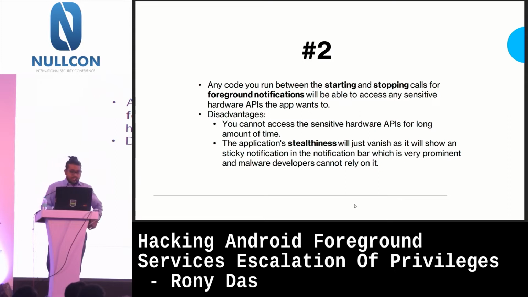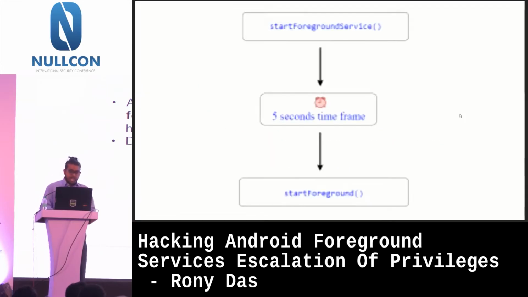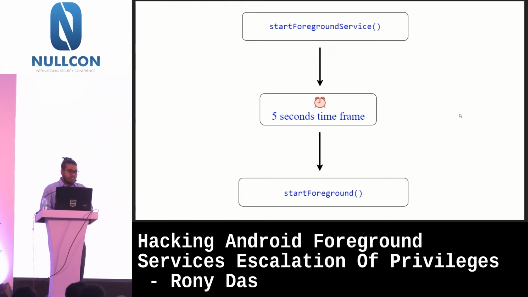So there are some disadvantages. Let's talk about the disadvantages first. You cannot access sensitive data APIs for a long amount of time. For example, say you are creating spyware and you are trying to record audio of your surroundings. You cannot, because as we have already discussed, there's only a 5 second time frame for all your privileged stuff. But you do not want your spyware to record for only 5 seconds. You cannot record for 5 seconds and just listen to it, because 5 seconds will not gather much info.